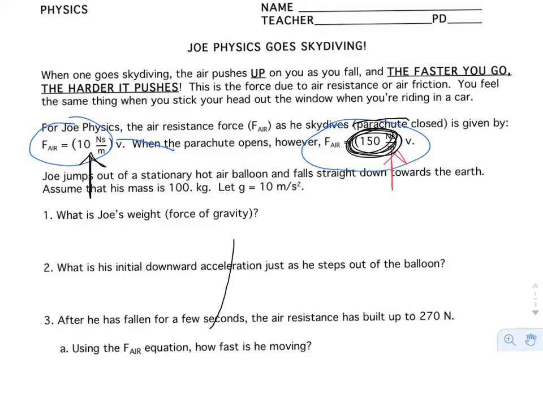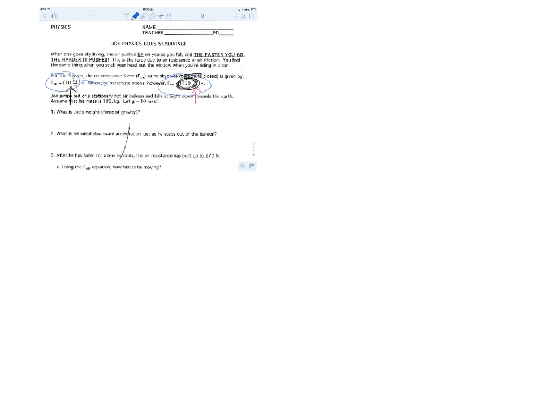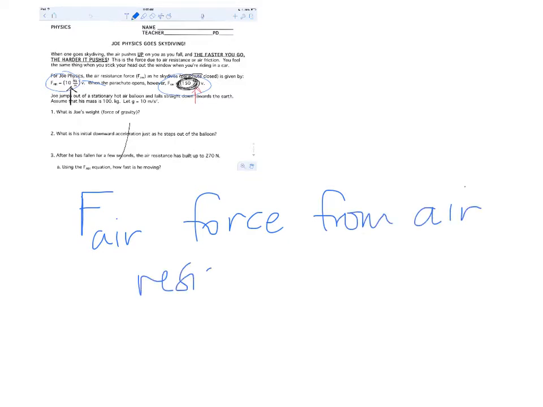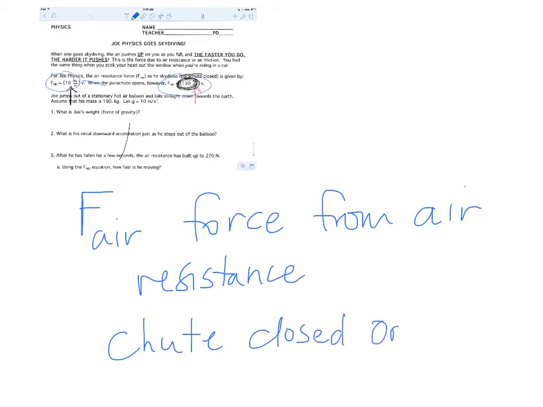Okay, so what I want to do is take this thing and just put it off into the corner, and just jot that down in your notes on the side, that F air is the force from the air resistance. There are two cases: it's either when the chute is closed or open. Those are the two cases.